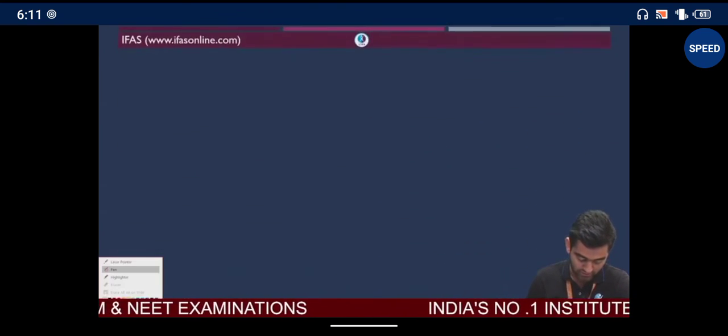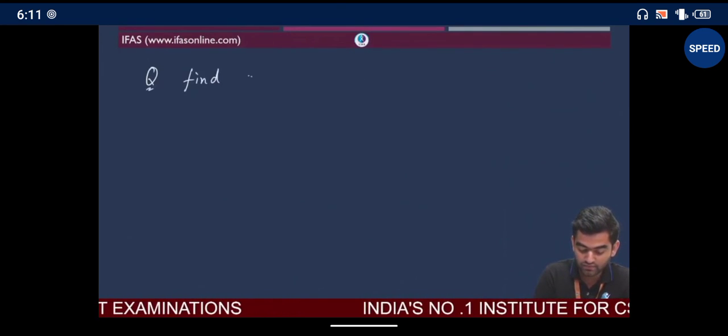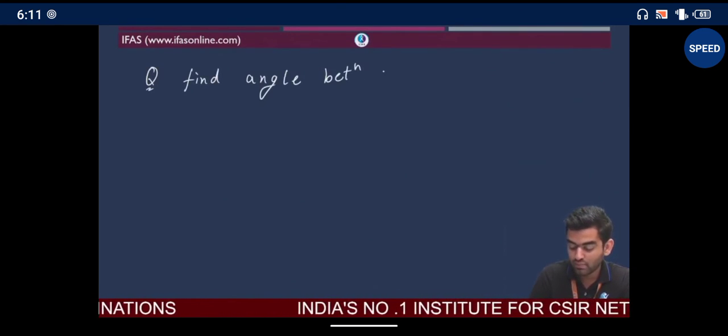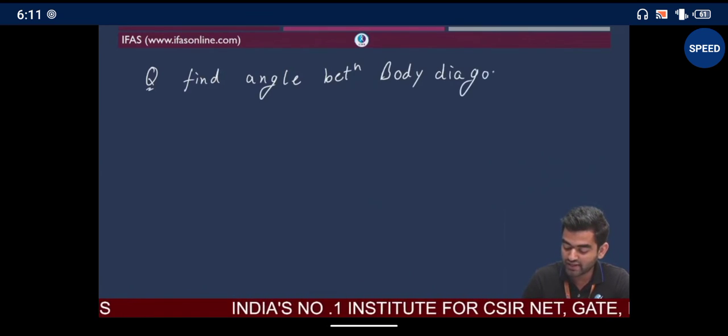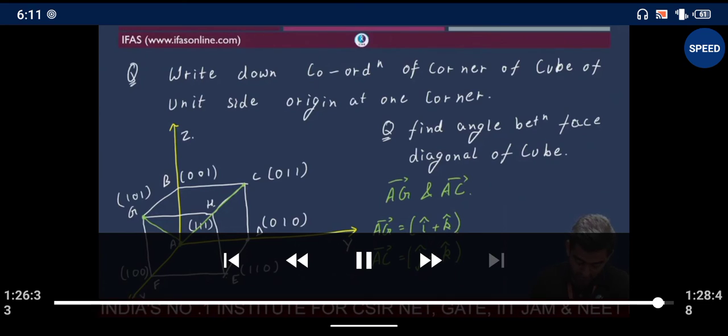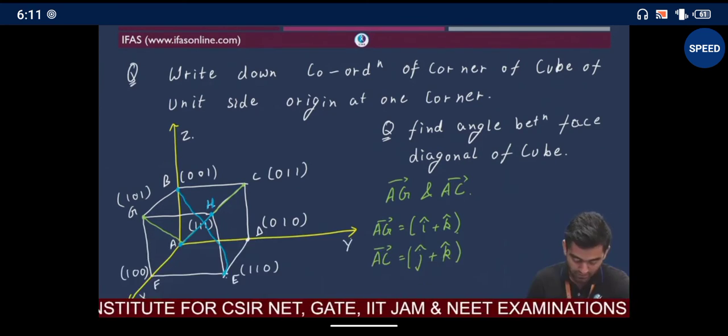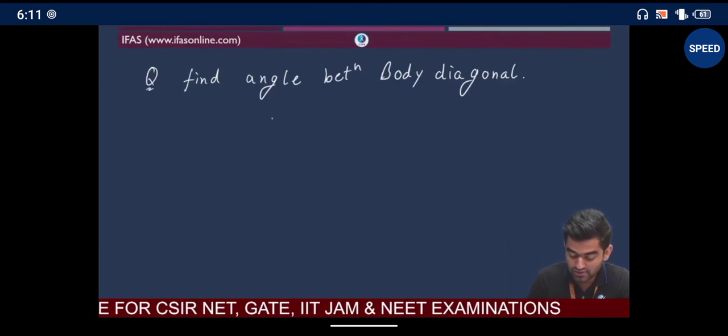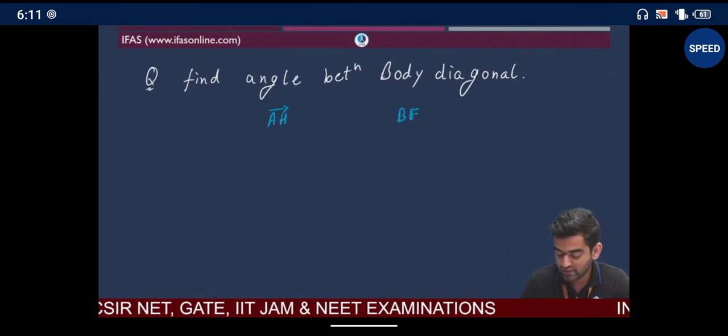Now the third part of this question: find the angle between body diagonals. Now what are body diagonals? Body diagonals are similar to face diagonals, but they are within the body. It is again a diagonal quantity. These are the diagonals from A to H, and the other one is B to E. So now we have to find the angle between AH vector and BE vector.